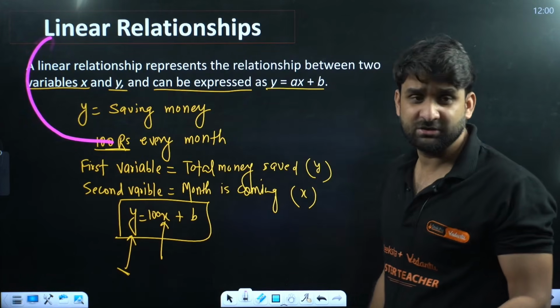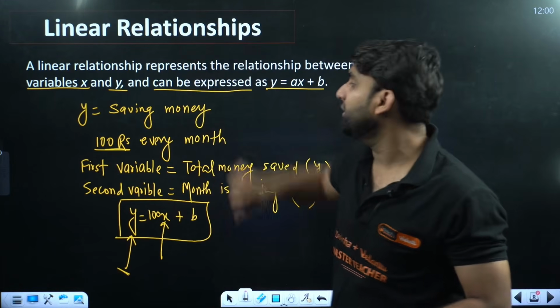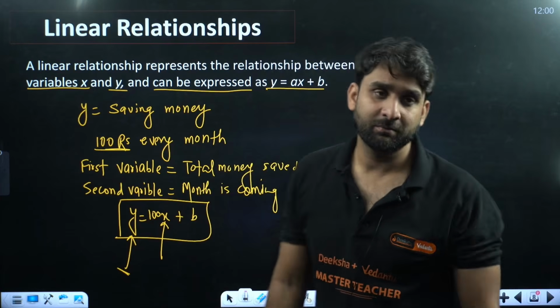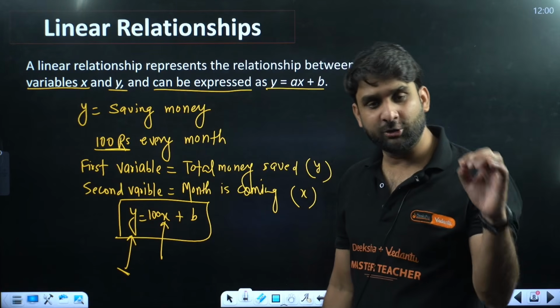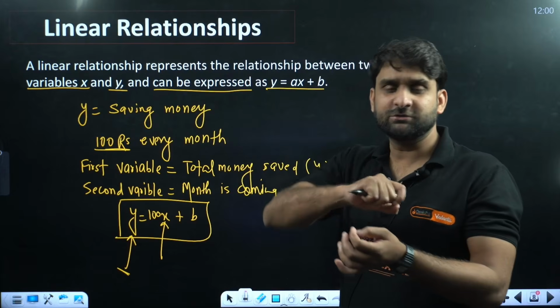And what is the relation? The relationship between total money saved and the number of months. So that's why this is called linear relationship. I hope you are getting my point. Whether it is linear growth or linear decay, there will be a relationship. For linear growth, the slope will be positive.